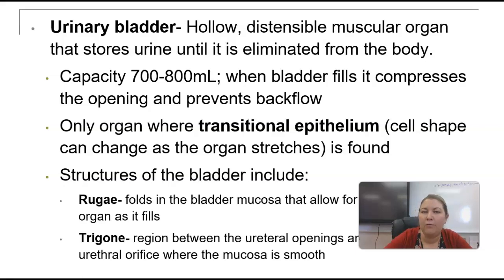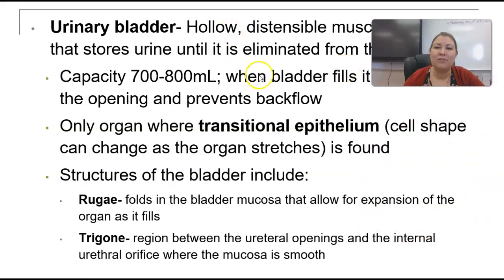Once urine gets to the bladder, it can hold anywhere from 700 to 800 milliliters. So yes, it is normal for someone to go to the bathroom 4 to 5 times a day because you don't want it to get that full. You're going to be painfully full with your bladder if it gets anywhere above that 500 milliliter mark. That's a lot of urine. So when the bladder fills, it's actually going to compress the ureteral openings where the ureter meets the bladder on either side to prevent backflow.